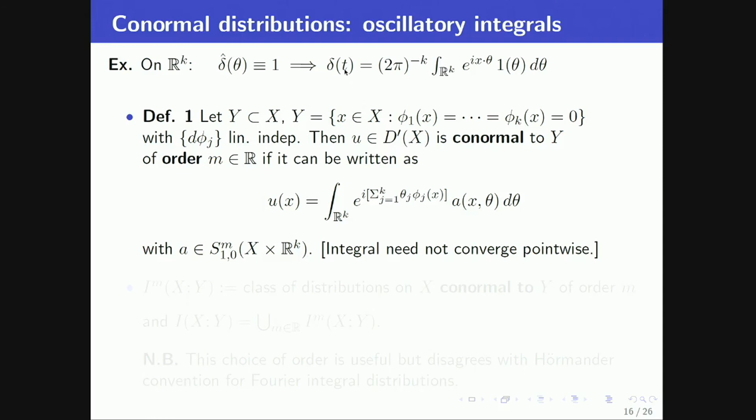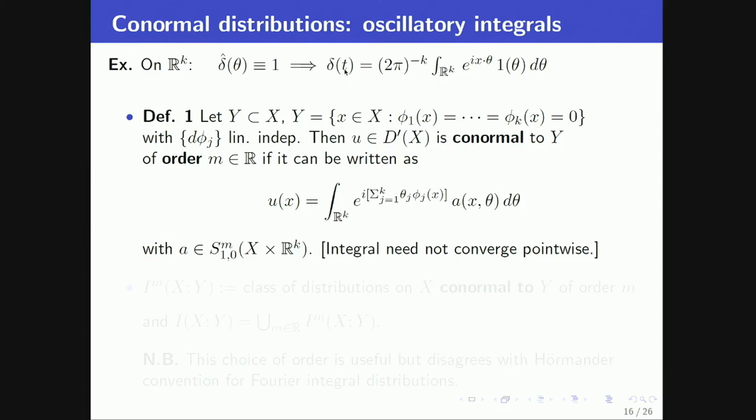Now that phase function there, which should be t dot theta, is a summation of theta j t j, j going from 1 to k. We'd like to replace that with similar phase functions, but where you don't need to have the coordinate functions t1 up to tk. You can have other functions as long as they satisfy that submersion condition, that they have linearly independent gradients. So we make the following definition. Suppose we have an n-dimensional manifold X, we have a codimension k submanifold Y, given by a collection of defining functions phi 1 up to phi k. Again, defining function meaning that they have linearly independent gradients.